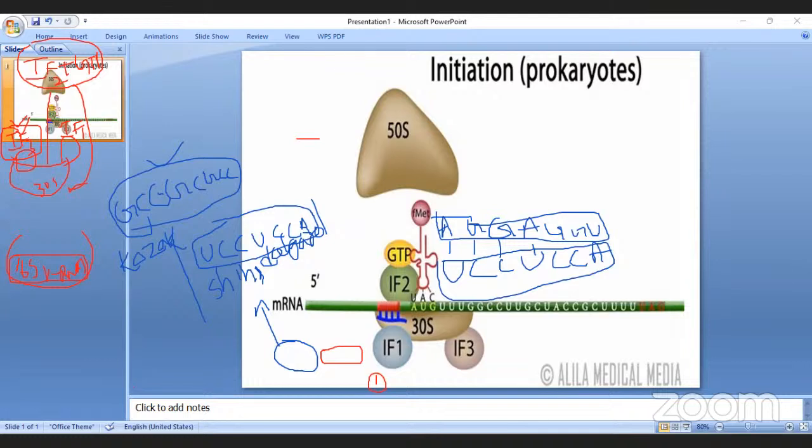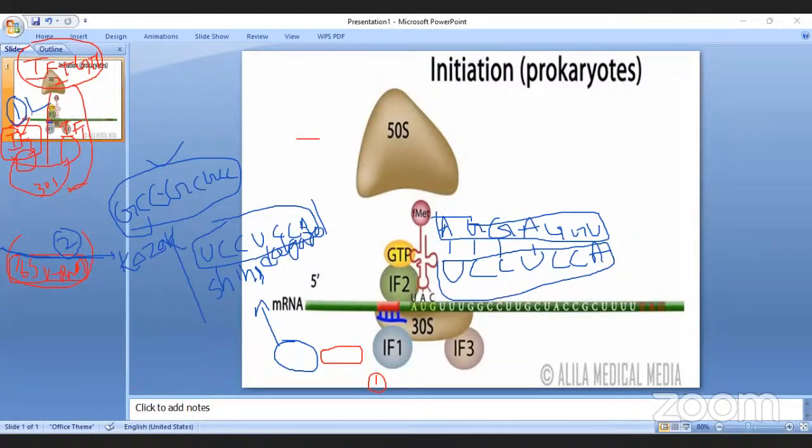Okay, sir. Actually, we started with the first complex formation. This is the first step. Don't get confused; follow these steps. What happens in the second step? In the second step, with the help of the Shine-Dalgarno sequence, the mRNA binds directly to the 30S ribosome, exactly where the Shine-Dalgarno sequence is present.